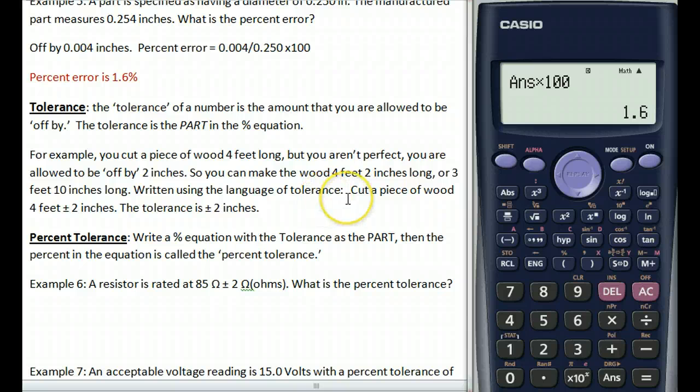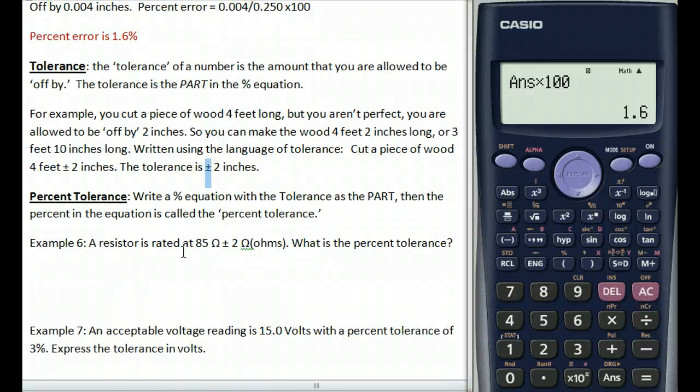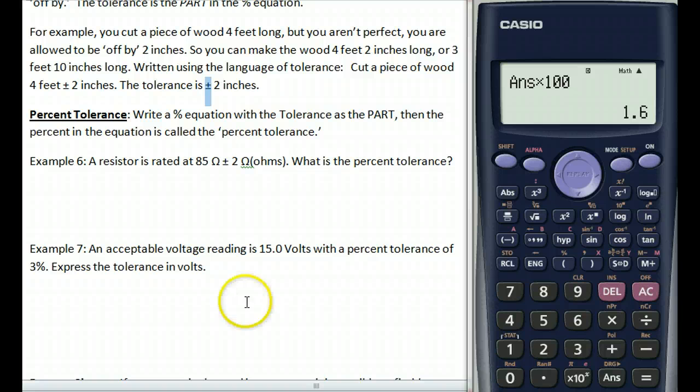Now, when we use the language of tolerance, we use this plus or minus symbol you see here, which means it could be too big by 2 inches or too small by 2 inches. And so you'll see tolerance written in the same units, so inches or feet, or you'll see it written as a percent. So sometimes you have to write it as a number, and sometimes you have to write it as a percent. So here's an example with percent tolerance.